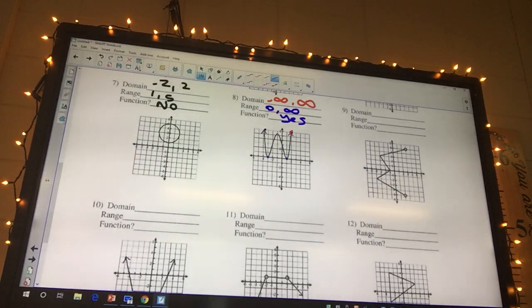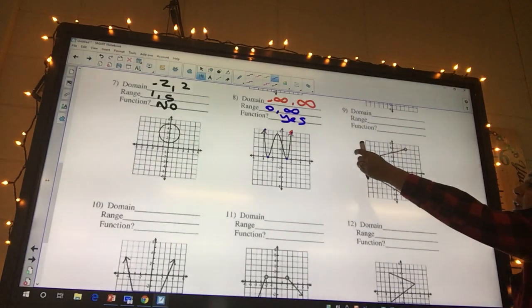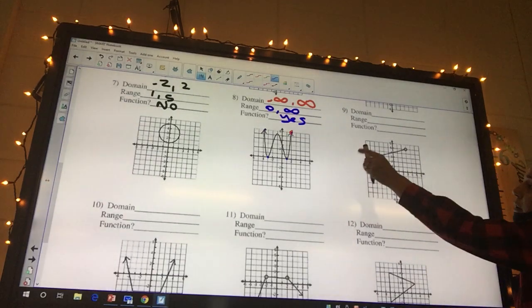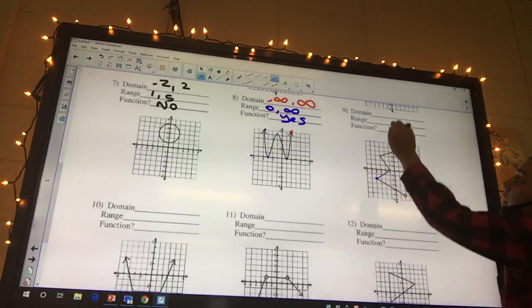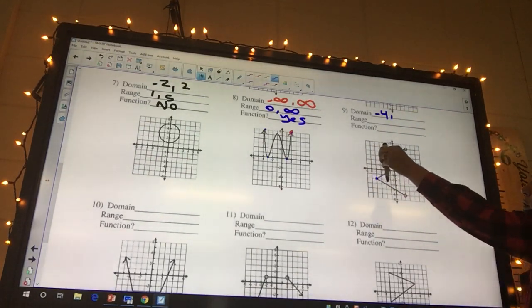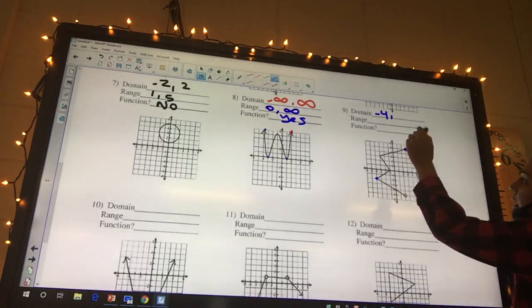Okay, so 9, the domain. I start out with my pencil straight up. And I start going and I start going. This is the very first part of the graph that I'm going to touch, and that's at -4. And then I keep going and I go and I go, and the very last part of the graph that I'm going to touch is right here, and that's at 3.